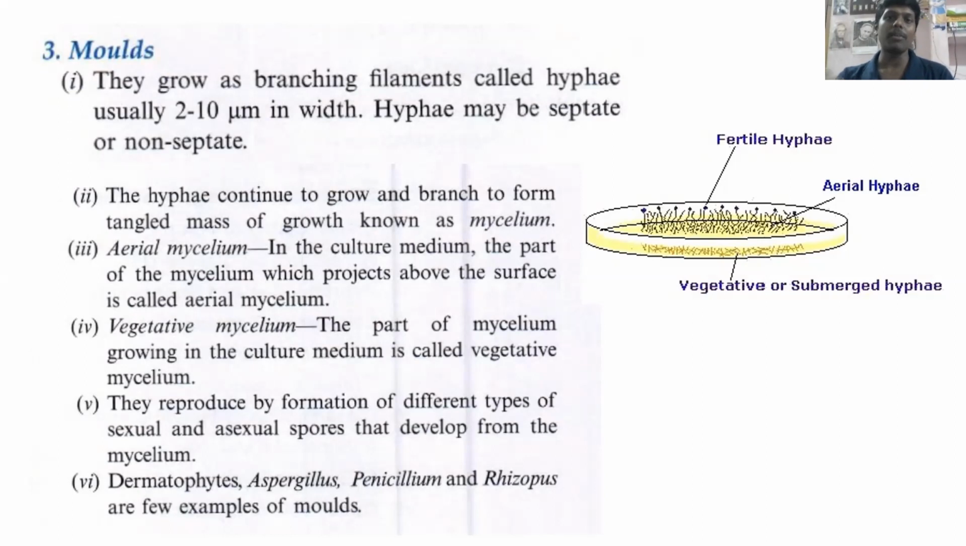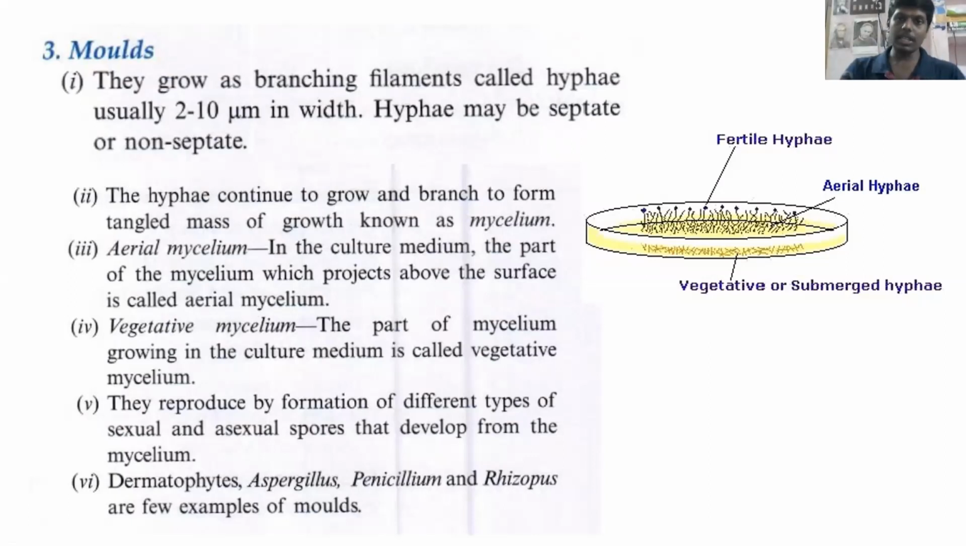Okay, molds are a form of fungus. They will have these hyphal-like structures. So what are molds? They grow as branching filaments called hyphae, usually 2 to 10 microns in width, and these hyphae can be either septate or non-septate. The formed hyphae may have septa or they may not. That depends. Okay. So these hyphae may grow.